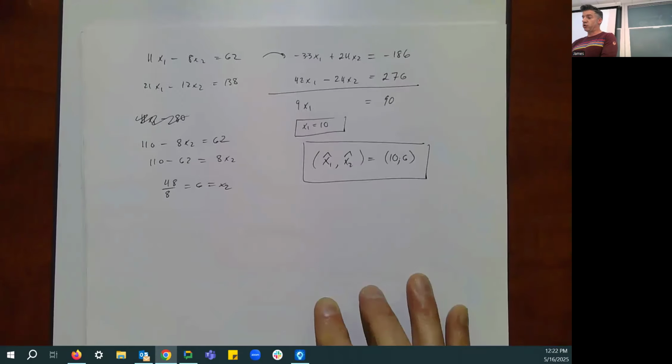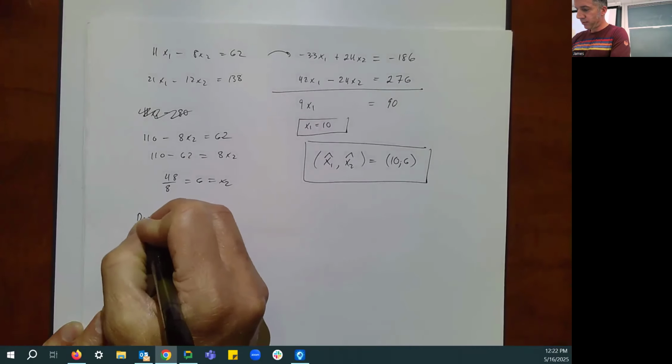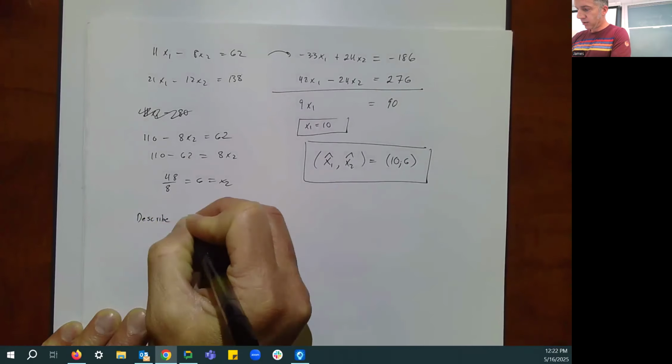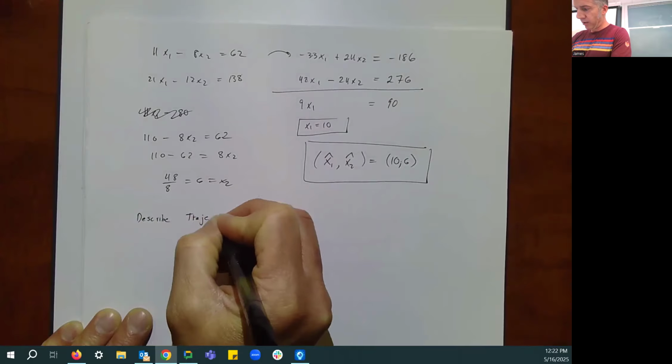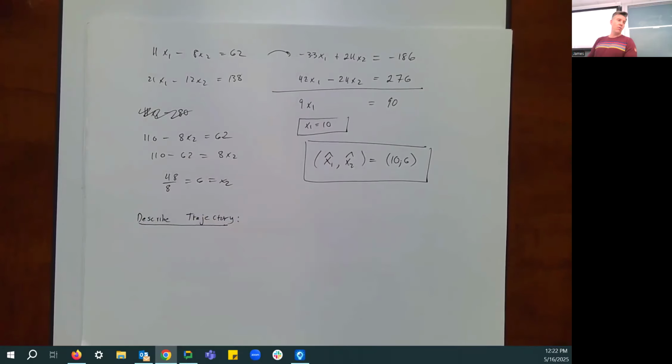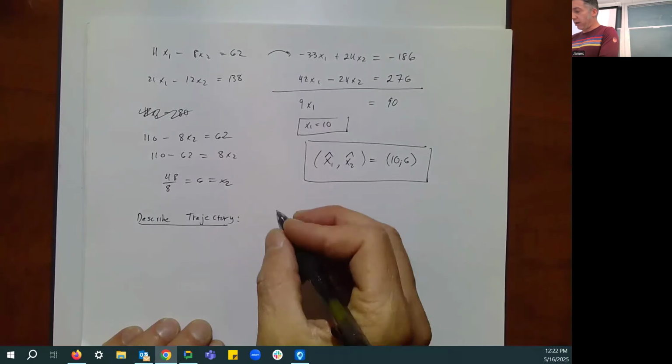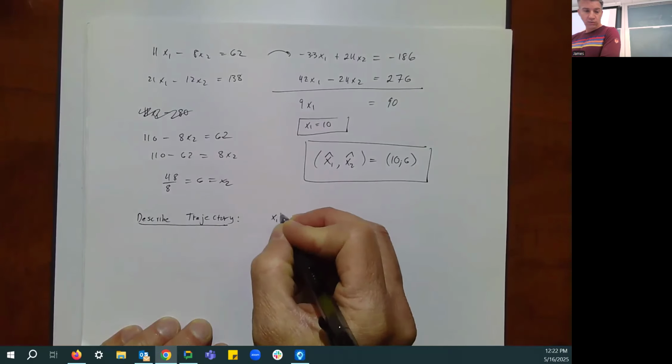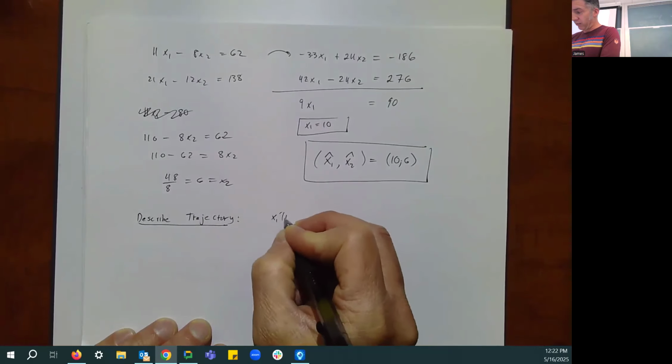So, describe the trajectory, which I believe means, say, if it's a saddle or a... okay. So looking back at my system, to describe my trajectory, I'm looking at my initial system of equations, without multiplying by 10.